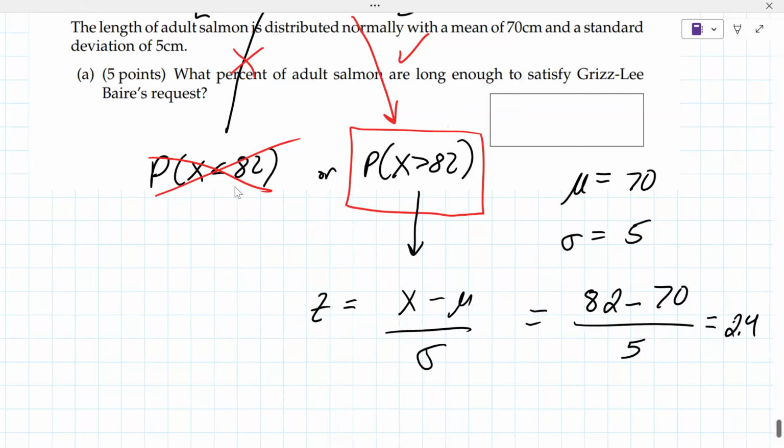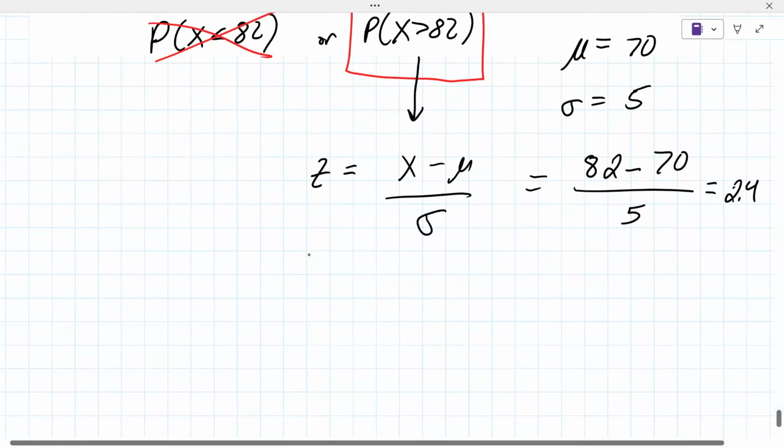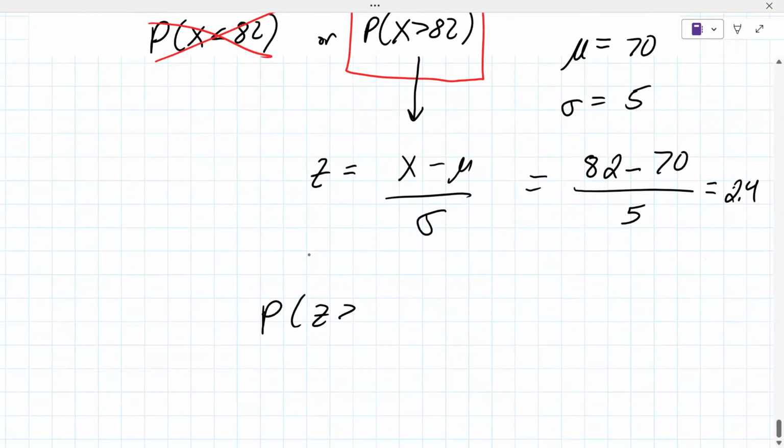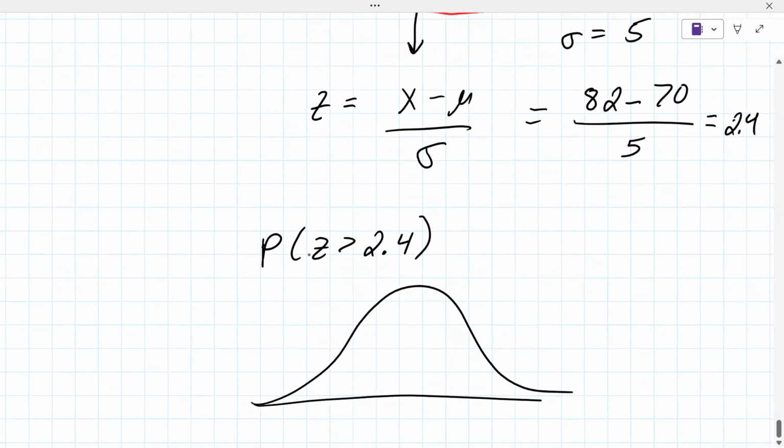2.4. Okay. And because it's a greater than here, it's also a greater than in the Z. So it's probably that Z is greater than 2.4. So we draw a normal curve again. There's 2.4. Do we want to the right or the left? We want to the right.